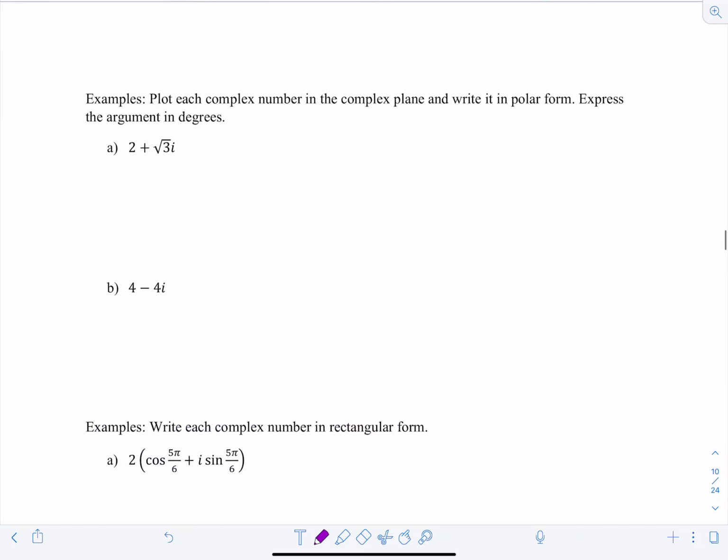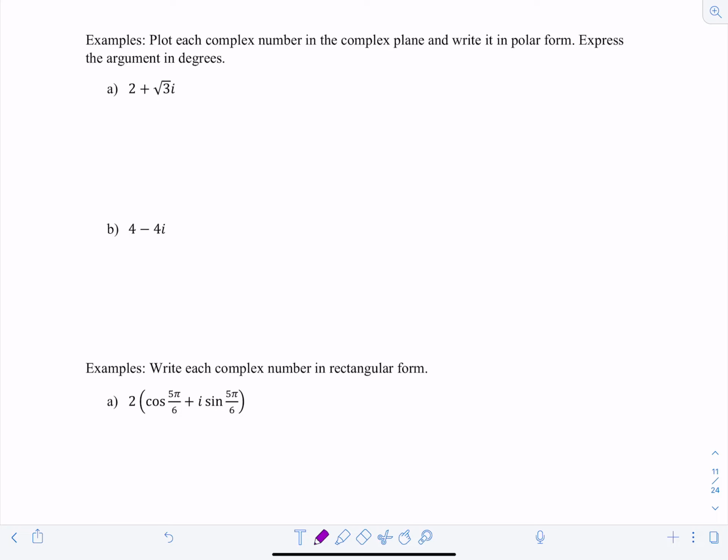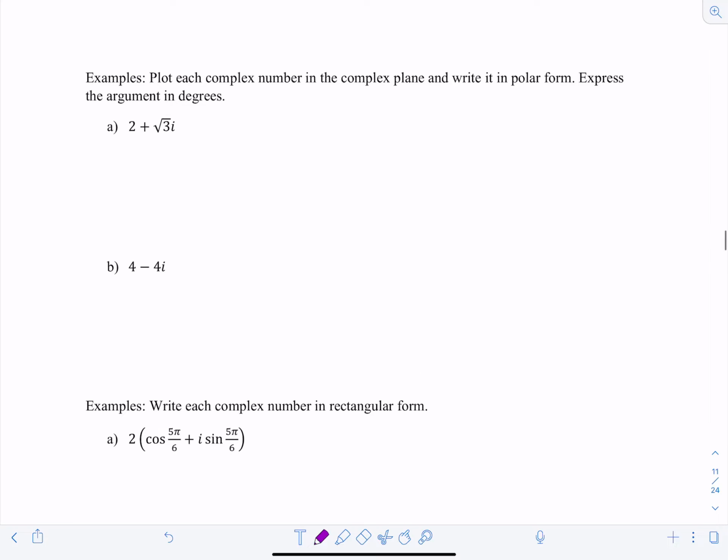Okay, plot each complex number in the complex plane and write it in polar form. Express the argument, theta, in degrees, okay? So remember, theta, when you're writing your complex number in polar form, has to always be between 0 and 360 degrees, or 0 and 2 pi. Okay, and then if we need to round, let's round to 2 decimal places.